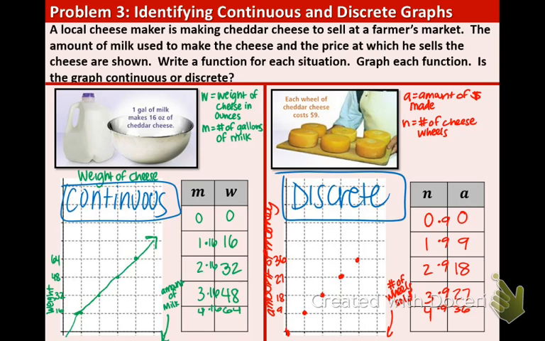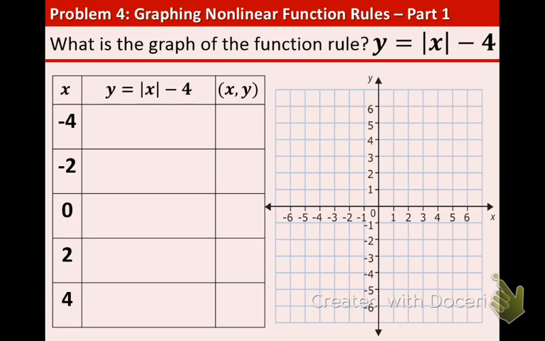So just to recap of that problem, the left side is a continuous function because it makes sense to use numbers in between whole gallons of milk, whereas the right graph is discrete because we cannot sell parts of wheels of cheese. It has to be a whole number. So that's it for example 3. We're getting really, really close to the end, so stick with me. We're so close. Okay, example 4.